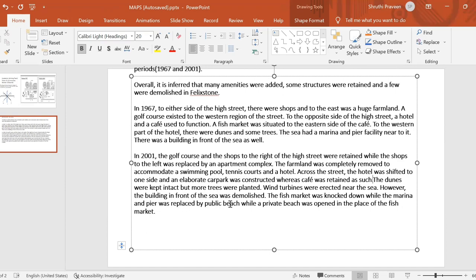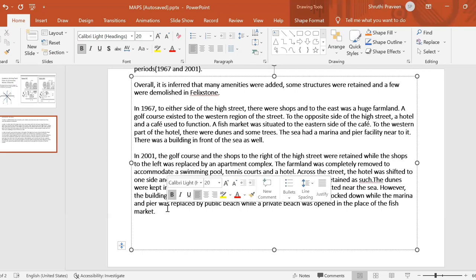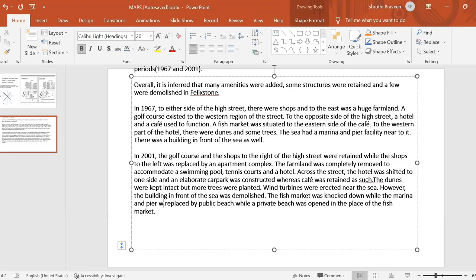However, the building in front of the sea was demolished. The fish market was knocked down while the marina and the pier were replaced by public beach, while a private, oh, there are two whiles in the sentence. So, the fish market was knocked down while the marina and the pier were replaced by a public beach. Okay, I'll put a full stop here.